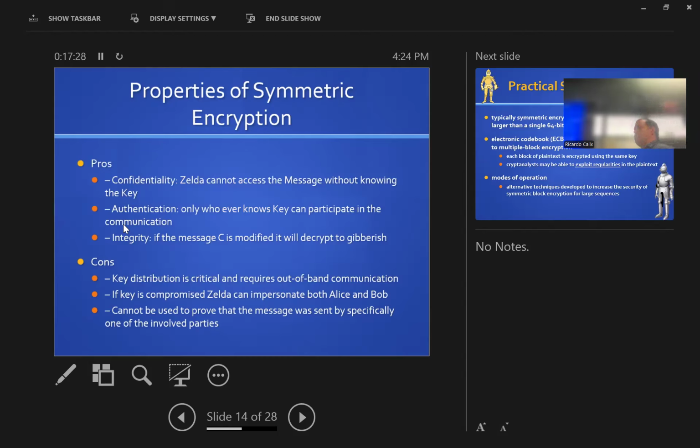Here are the cons, though, of symmetric encryption. This is kind of the motivation. Key distribution is critical and requires out-of-band communication, right? So you guys understand this: you have to meet at a coffee shop and exchange the key. If the key is compromised, Zelda can impersonate both Bob and Alice. So there's no way of authenticating, right? Once you have the key, you can pretend. You can be somewhere in the world and just pretend to be Bob and Alice when you're not. It also cannot be used to prove that the message was sent by specifically one of the involved parties.